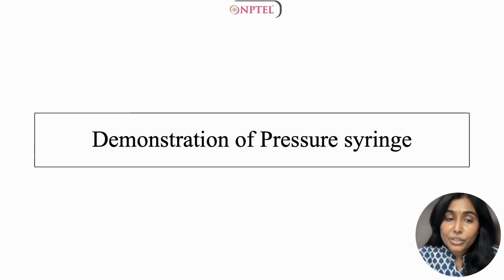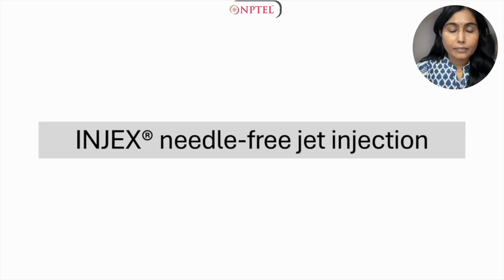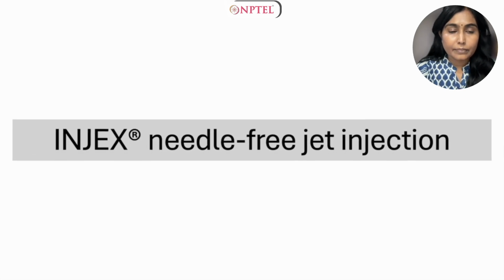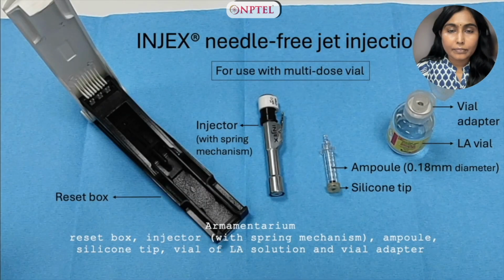Now, I'm going to demonstrate administration of local anesthetic solution using a pressure syringe. The system used is the Injex needle-free system. Injex can be used either with a multi-dose vial or a cartridge. For use with multi-dose vial, these are the components required: a reset box, injector with spring mechanism, ampule, which has a nozzle diameter of 0.18 millimeter and a silicone tip, vial of local anesthetic solution, and vial adapter.